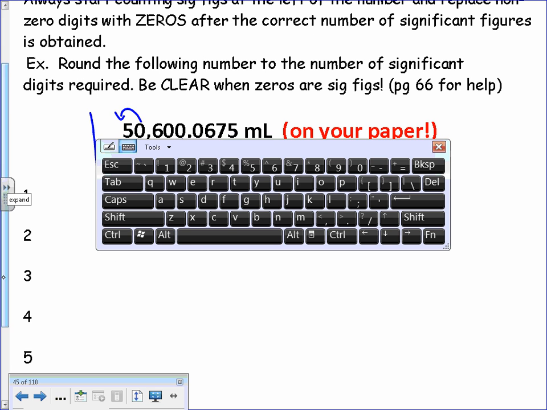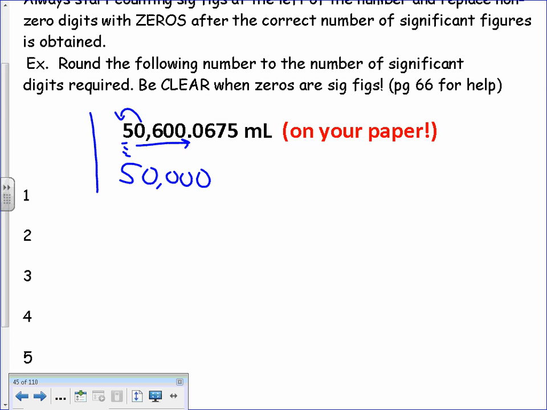So looking at the 2, we want 2 sig figs. So I'm going to write 5, 0, because that's the first 2 digits. Does that 6 influence the 0? Yes. So does this stay a 0? No, it goes up to 1. And then the rest are zeros. Okay? So we're still in the realm of 50,000. It's 51,000, so we round it up. Next one.